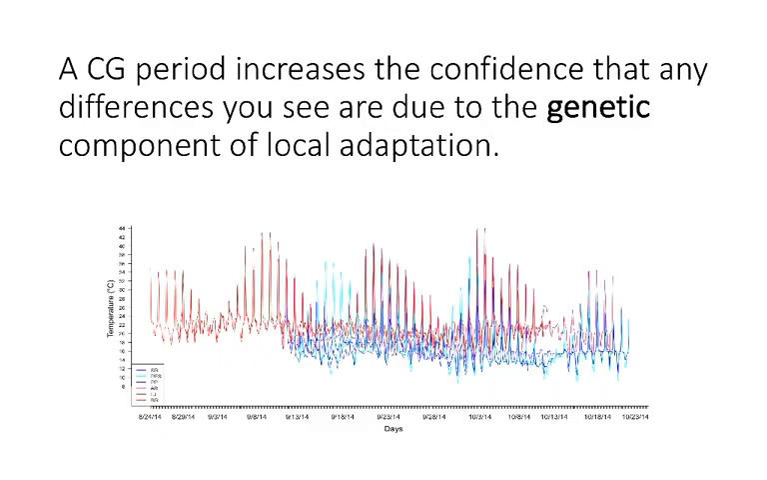And why are you doing this common garden? What this common garden period does is it erases any past differences in environmental history, so you can be confident that any differences you see in your experiment are in fact due to these genetic components of local adaptation.